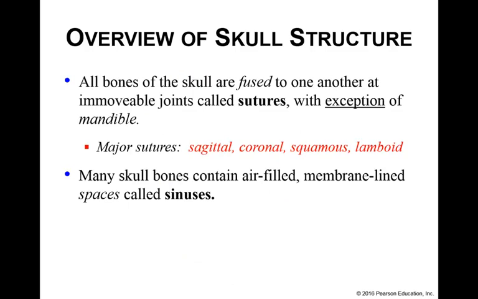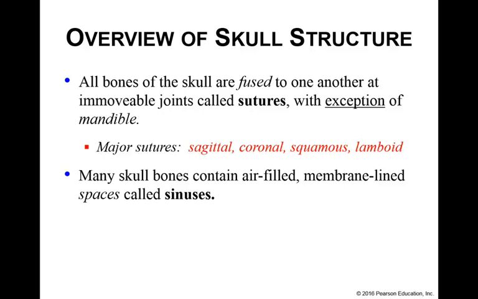Now, all of the bones of the skull are fused to one another, and they form these immovable joints called sutures. The only exception is the mandible, which is the lower jawbone. You have 4 major sutures: the sagittal, the coronal, the squamous, and the lambdoid. And these sutures, again, are where the bones are joined together, and those joints do not allow for any movement.